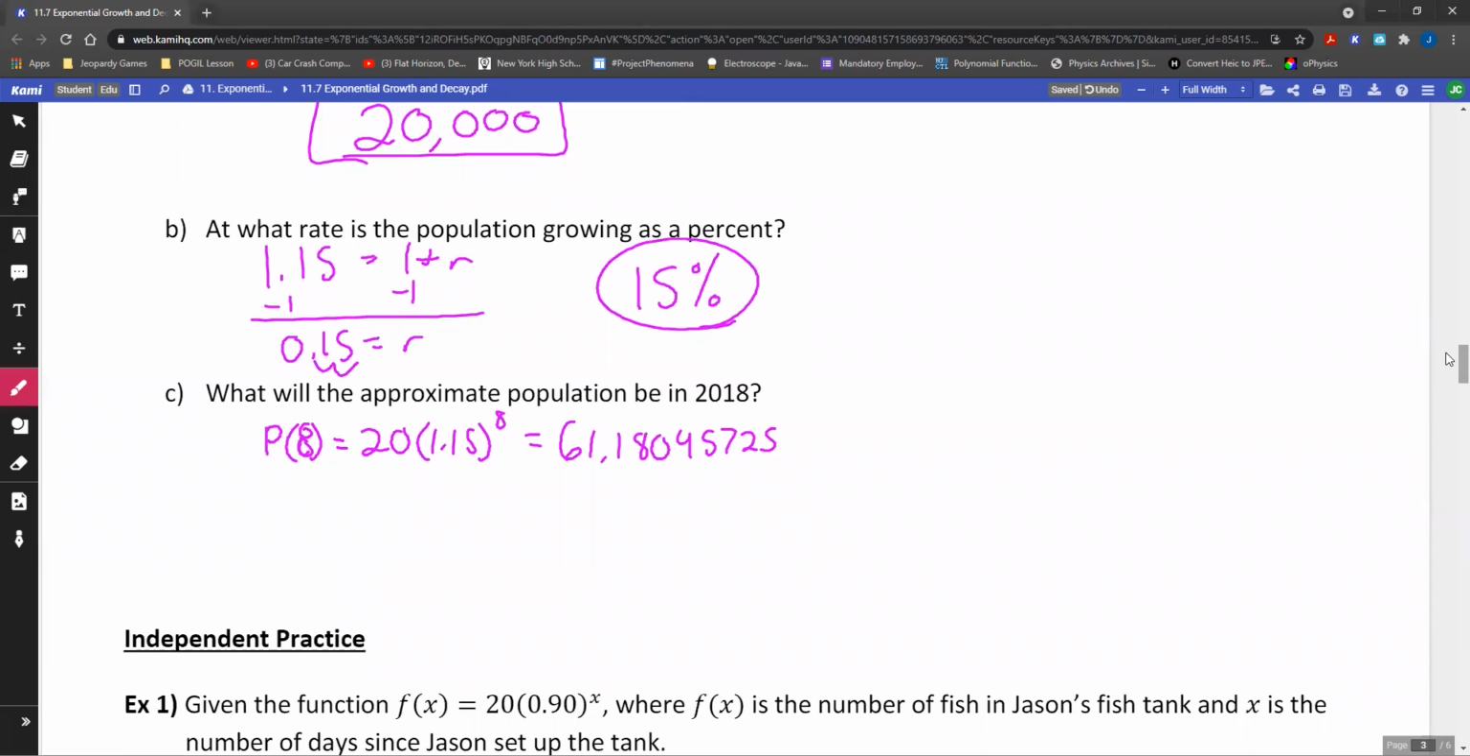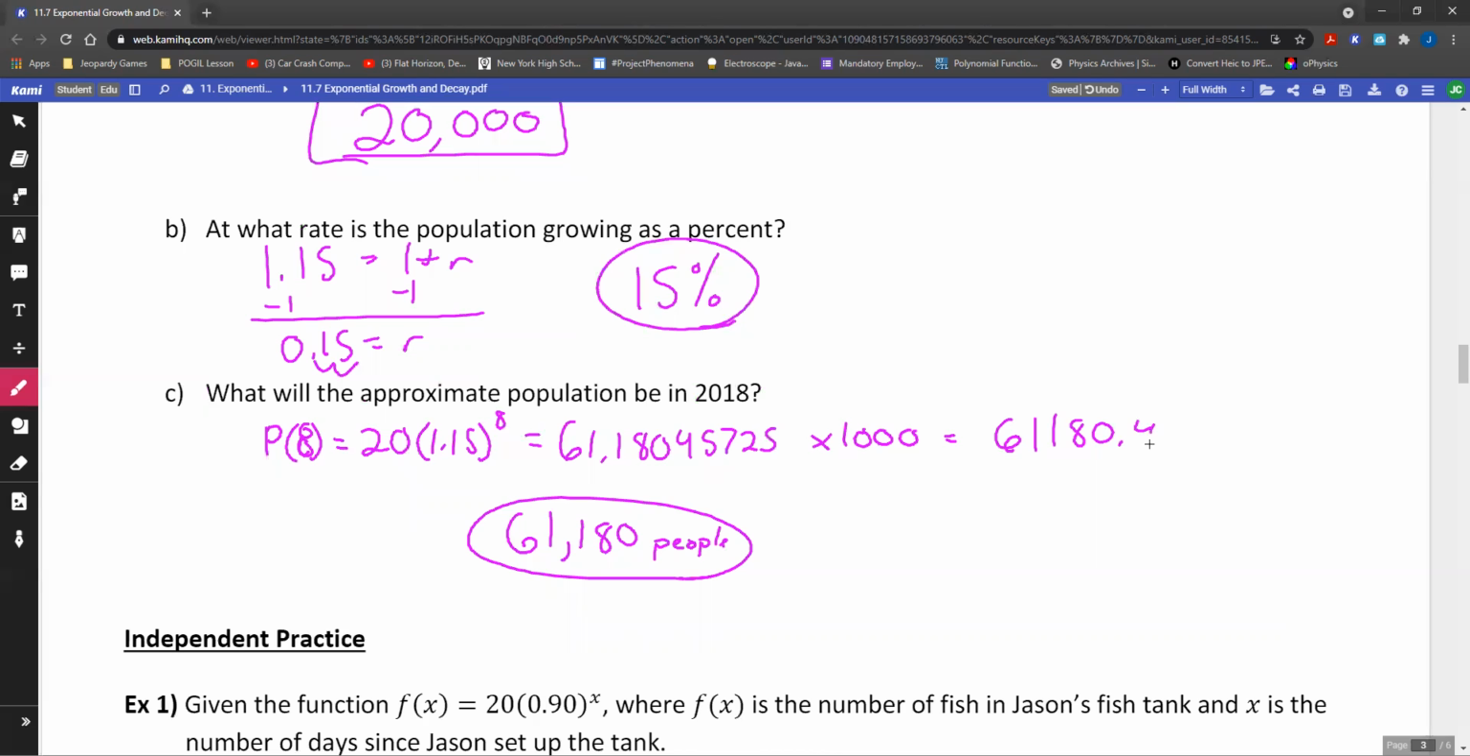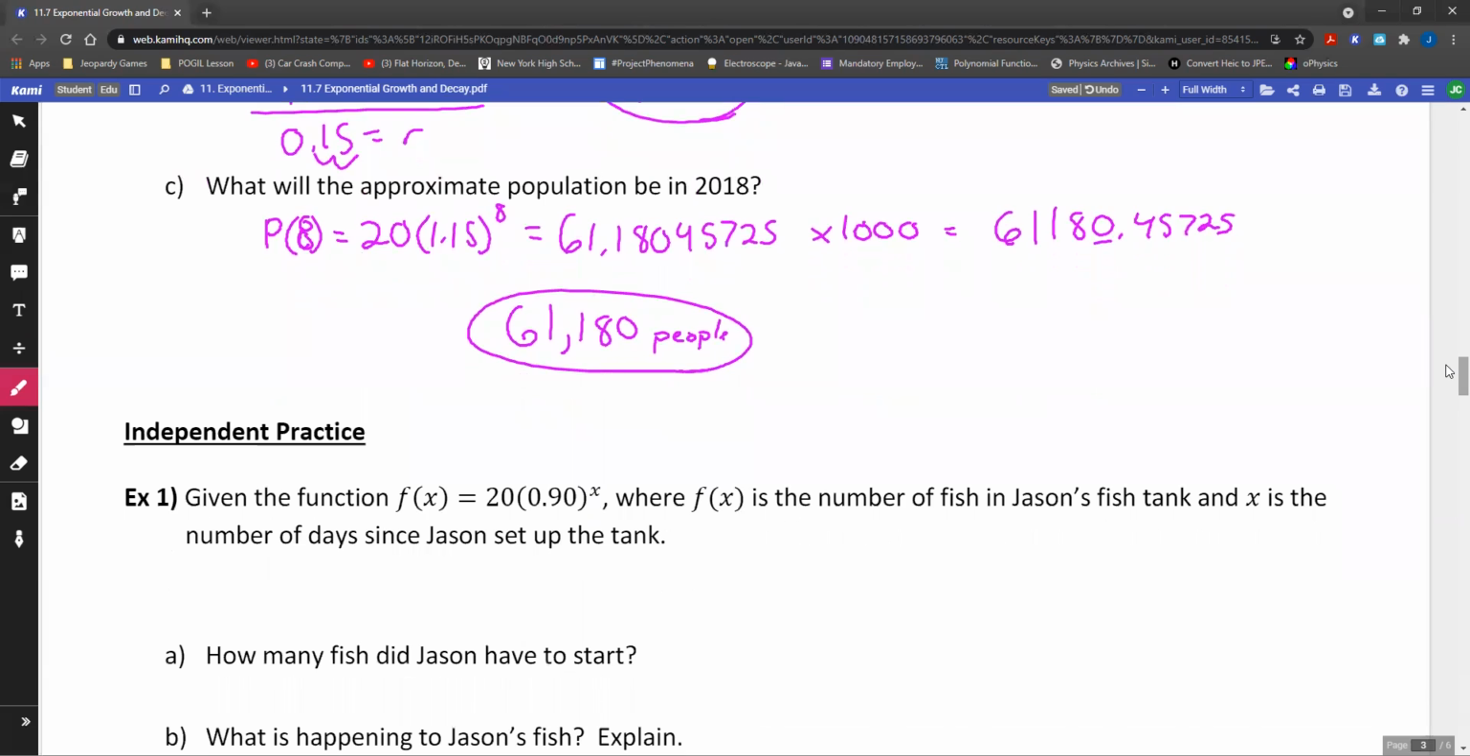So the way I would write this to get to the nearest whole number, 61,180 people. Basically what I did was I just multiplied this by 1,000 and I got 61180.45725. And again, I'm rounding this number. Since the 4 on the right is less than 5, I don't change it, so I leave it as 0. And that's where I get the 61,180.